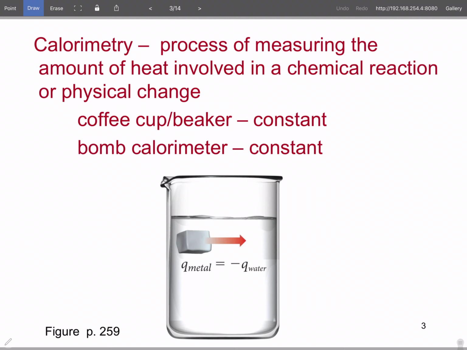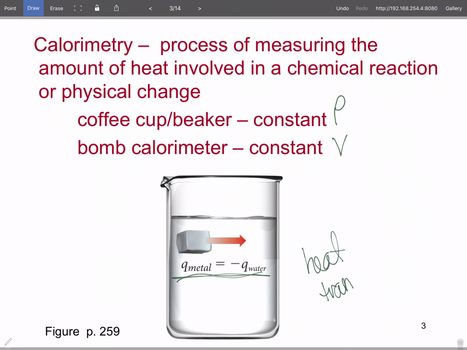All right, so let's talk about calorimetry. Calorimetry is the process of measuring the amount of heat involved in a chemical reaction or physical change. There are 2 types of calorimeters. There's the coffee cup calorimeter, which we would work with in lab, which is constant pressure. Then there's the bomb calorimeter, which most people really don't let you play with because it has the word bomb in it for a reason. More about it in just a minute. But it's constant volume.